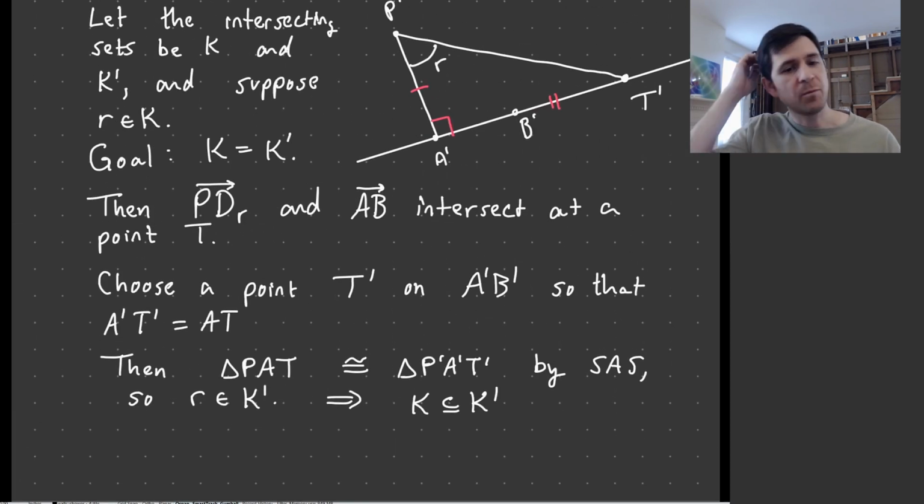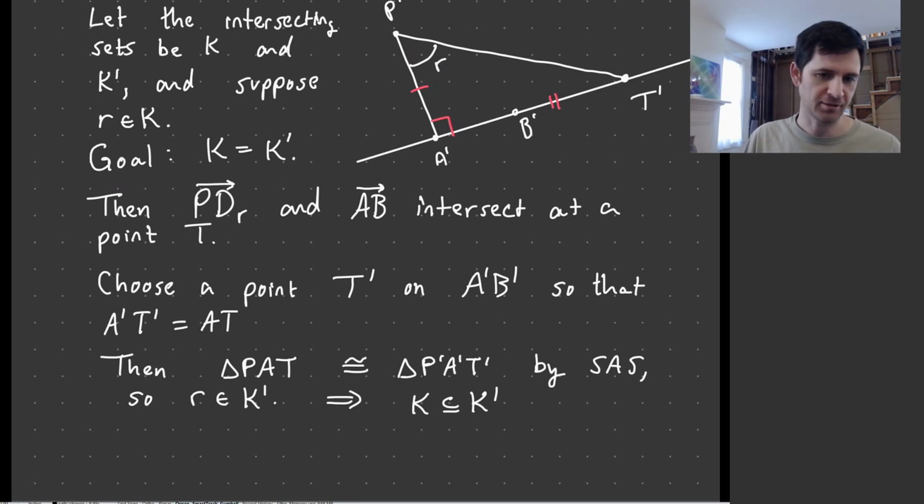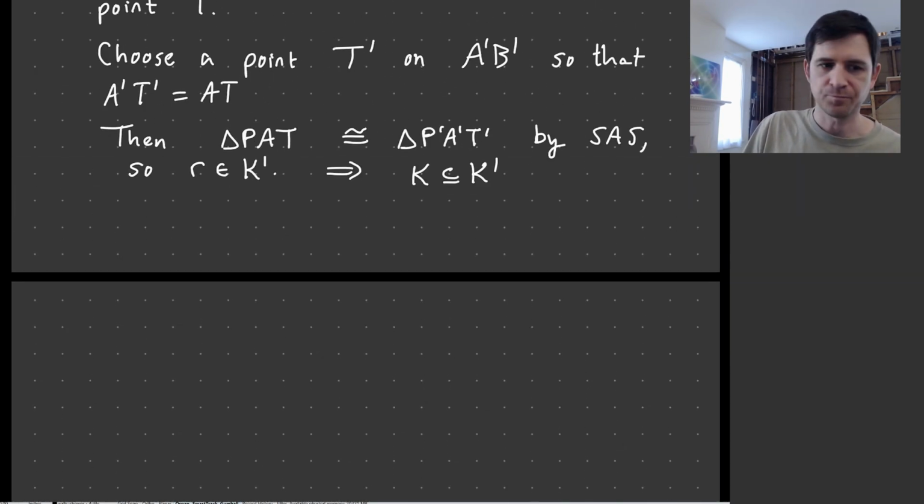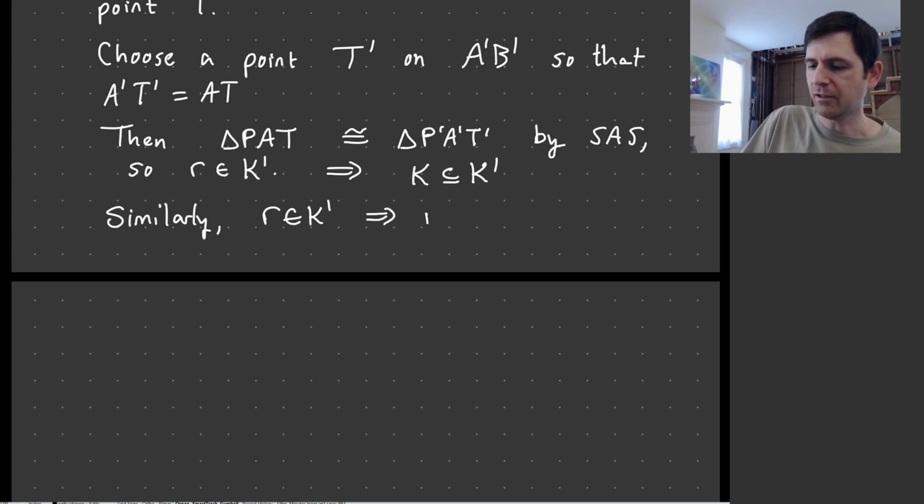Of course, to show that K prime is in K, we just do the same thing but backwards. So it's the same proof. Start with R in K prime, construct the angle, and then find T so that A prime T prime is equal to AT. It's just the exact same thing, but with the primes switched. So I'm going to skip the details and just say similarly, R in K prime implies that R is in K. So therefore K is equal to K prime.